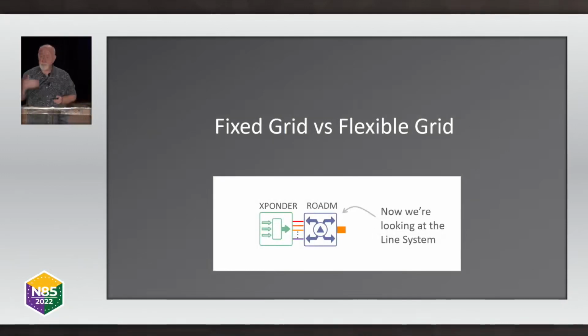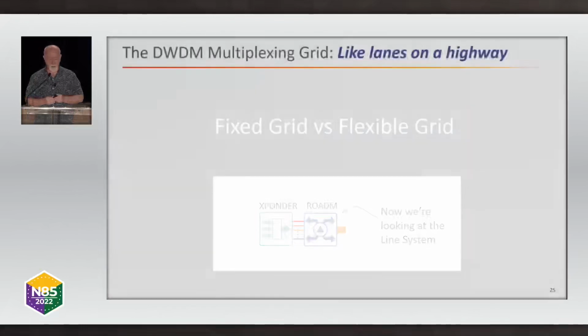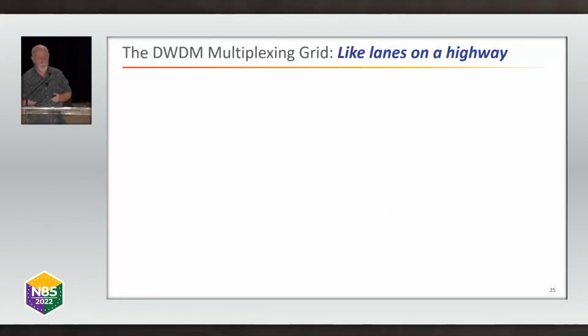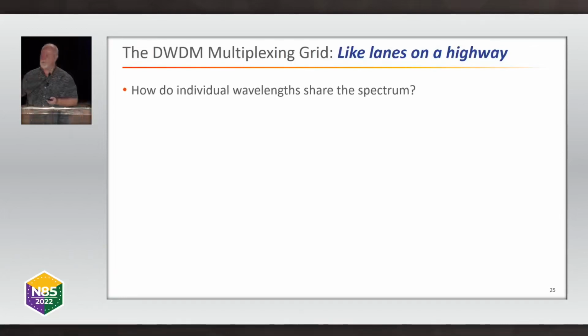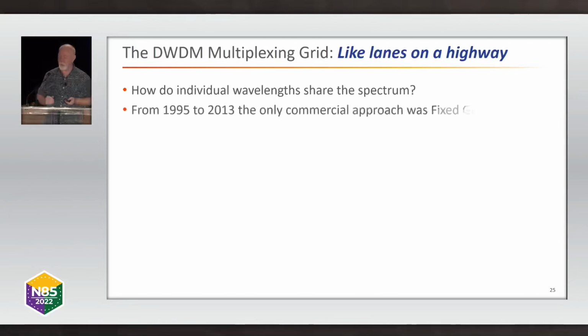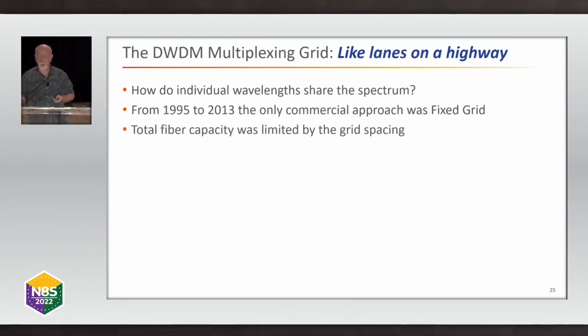So what about using more of the grid, the wavelength grid, in a more effective way? I'm going to be talking about fixed grid versus flexible grid. We think really about DWDM in terms of lanes on a highway. How do the individual wavelengths, the individual cars on the highway, play nicely when there are other cars close by? How do the wavelengths share the spectrum? Well, from about 1995 to 2013, the only commercial approach was a fixed wavelength grid, or actually a fixed frequency grid. And total fiber capacity tended to be limited by the grid itself.